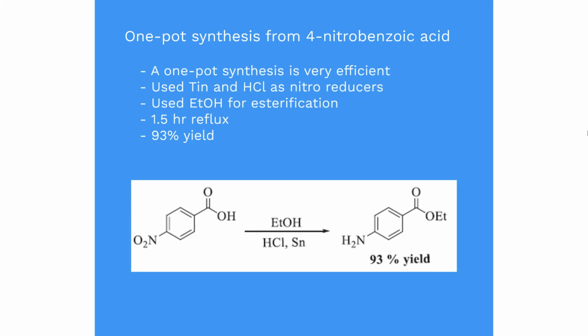This is a very efficient synthesis called the one-pot synthesis. It reduces the NO2 group and esterifies the carboxylic acid group at the same time, using tin and hydrogen chloride as nitro reducers and ethyl alcohol for esterification. It involves a 1.5 hour reflux and yields 93% according to this study.